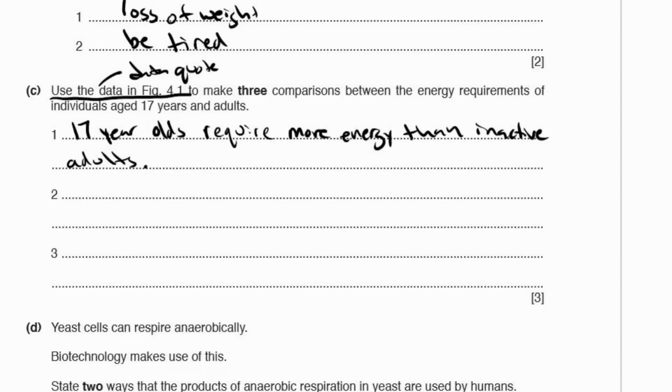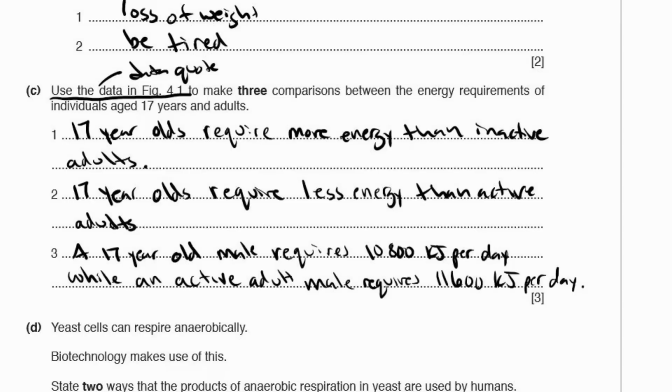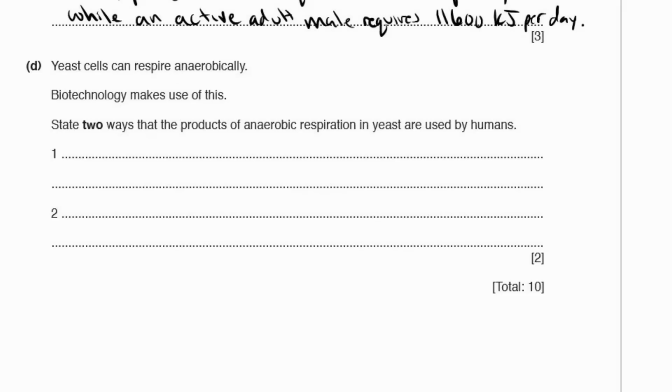So 17-year-olds require more energy than inactive adults, and 17-year-olds require less energy than active adults. So a 17-year-old male requires 10,800 kilojoules per day, while an active adult male requires 11,600 kilojoules per day. You have to put in the units, or else they just ignore the answer. It doesn't count for anything without the units.